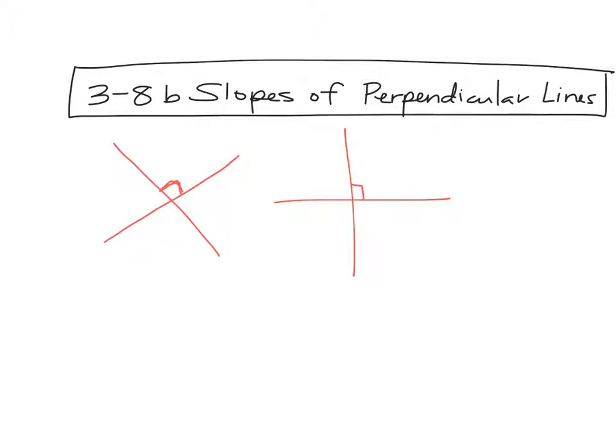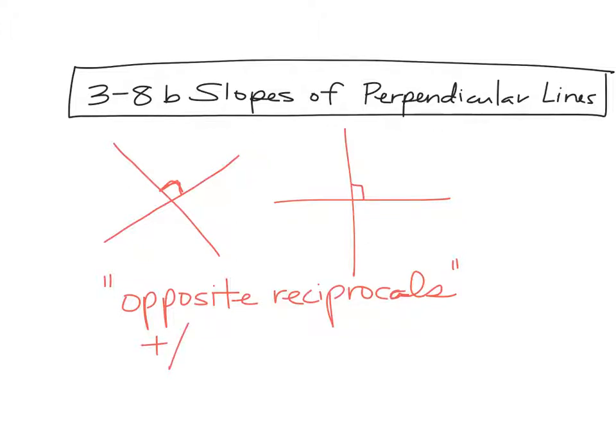Instead, with perpendicular lines, the book would say their product is -1. You're welcome to think of it that way. I think the easier way to think of it is the slopes of perpendicular lines are opposite reciprocals. What does it mean in math when something is the opposite of something else? What's the opposite of 7? -7, right? So opposite means you're changing the sign. If it was positive, you're making it negative. If it was negative, you're making positive.